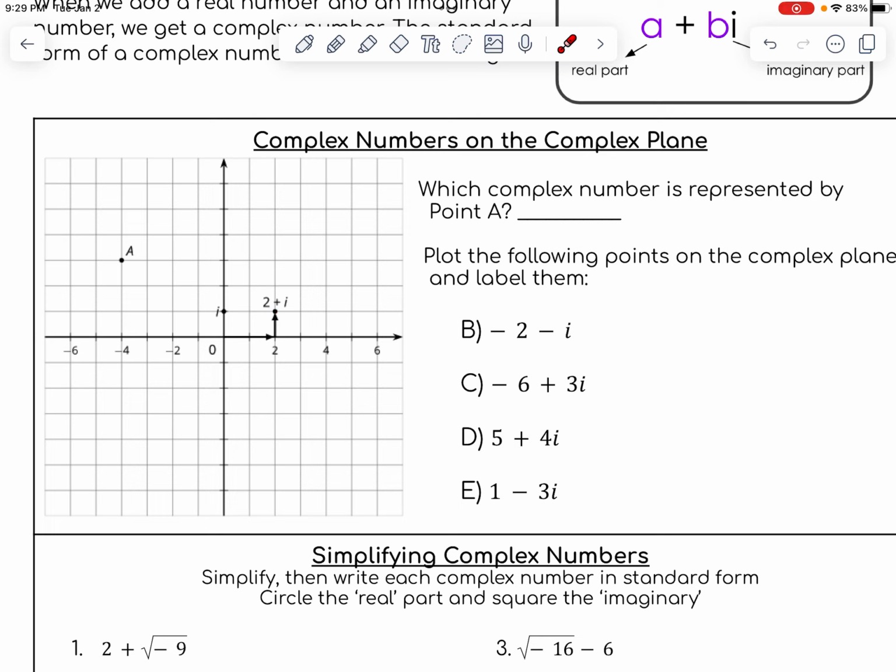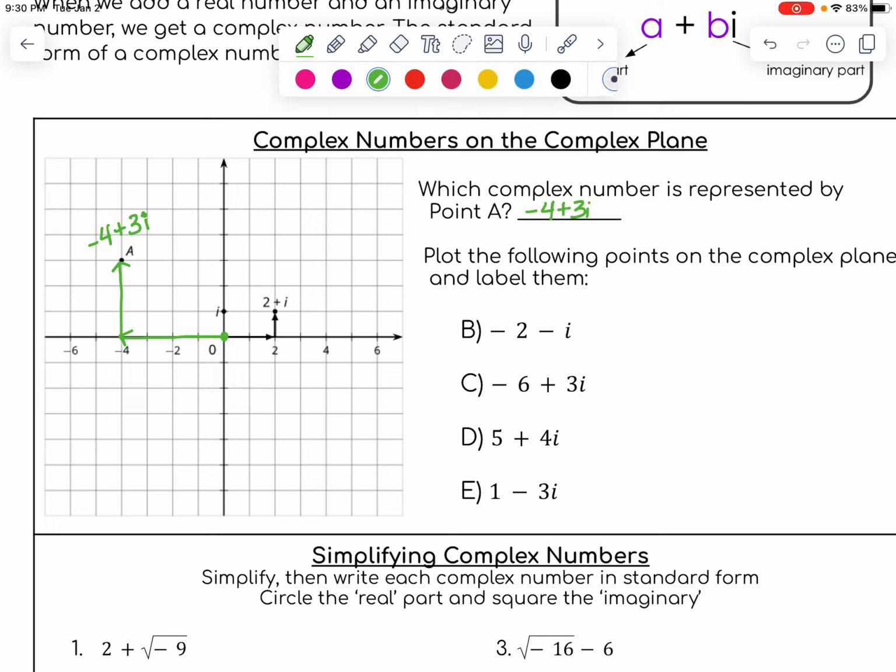So let's try to figure out what point A represents. We're going to start by finding the real. So starting at 0, we go over to -4, and then we go up to A, up 3 spaces. So put that together, that would be -4 plus 3i. All right, so that is the complex number for point A.